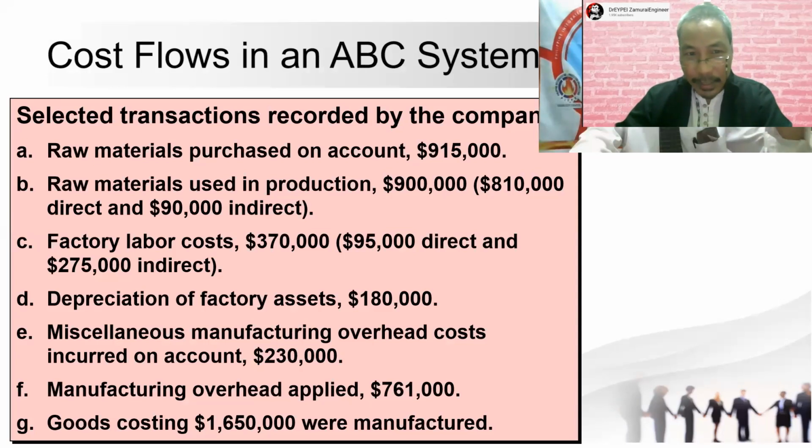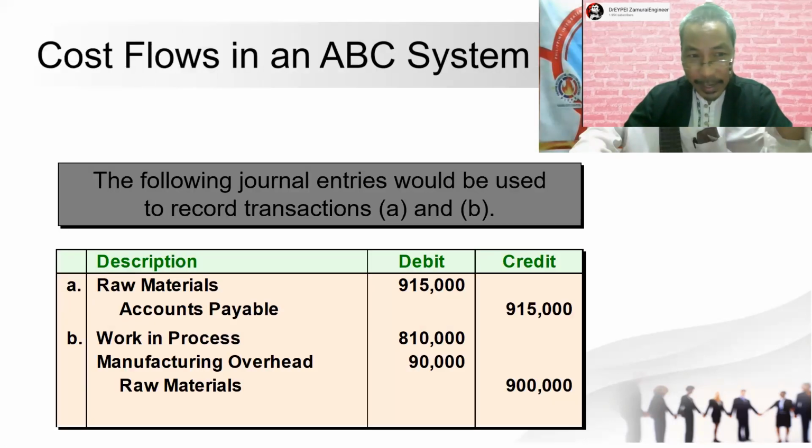Transaction A, raw material purchase on account. What do we mean by on account? Meaning loan. Purchased on account means purchased without paying cash. If we purchase on cash, that is cash. But purchase on account is a loan, so we have to pay it later. That's why it is called accounts payable. Look at letter A.